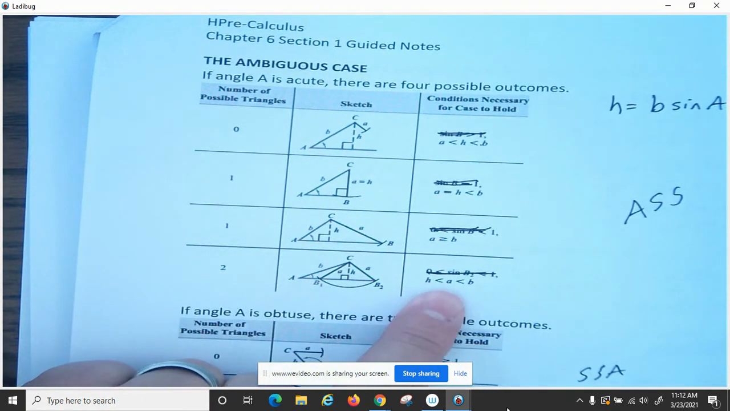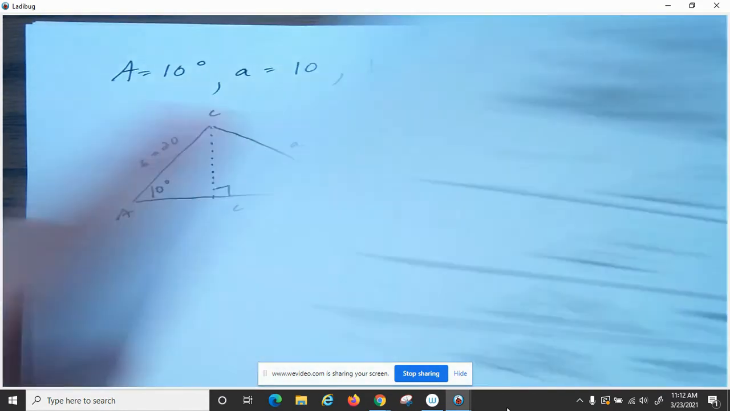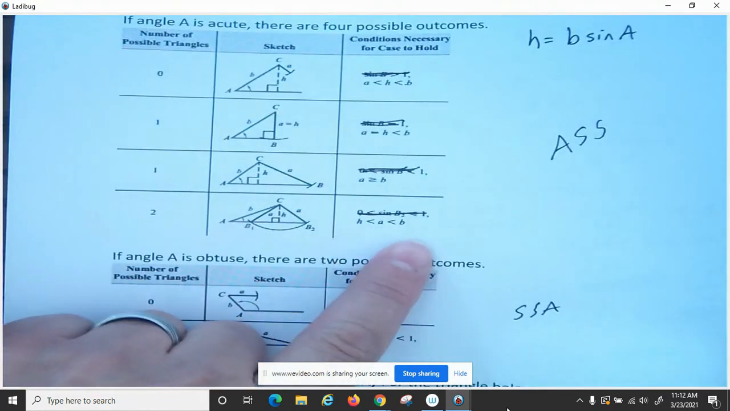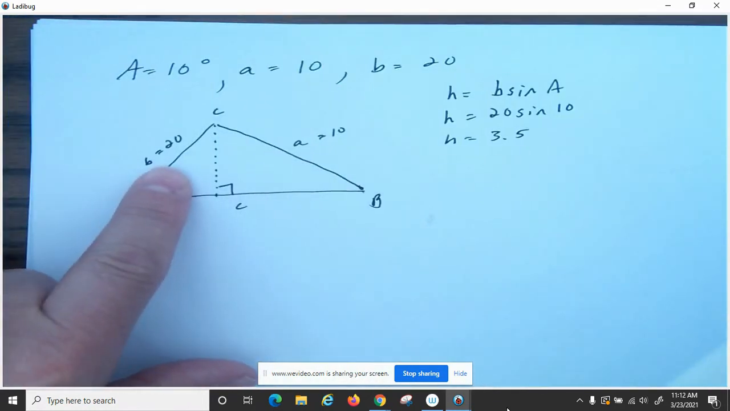H is less than A. H is definitely less than A. And A is less than B. A is less than B. So I know I have 2 triangles involved here.